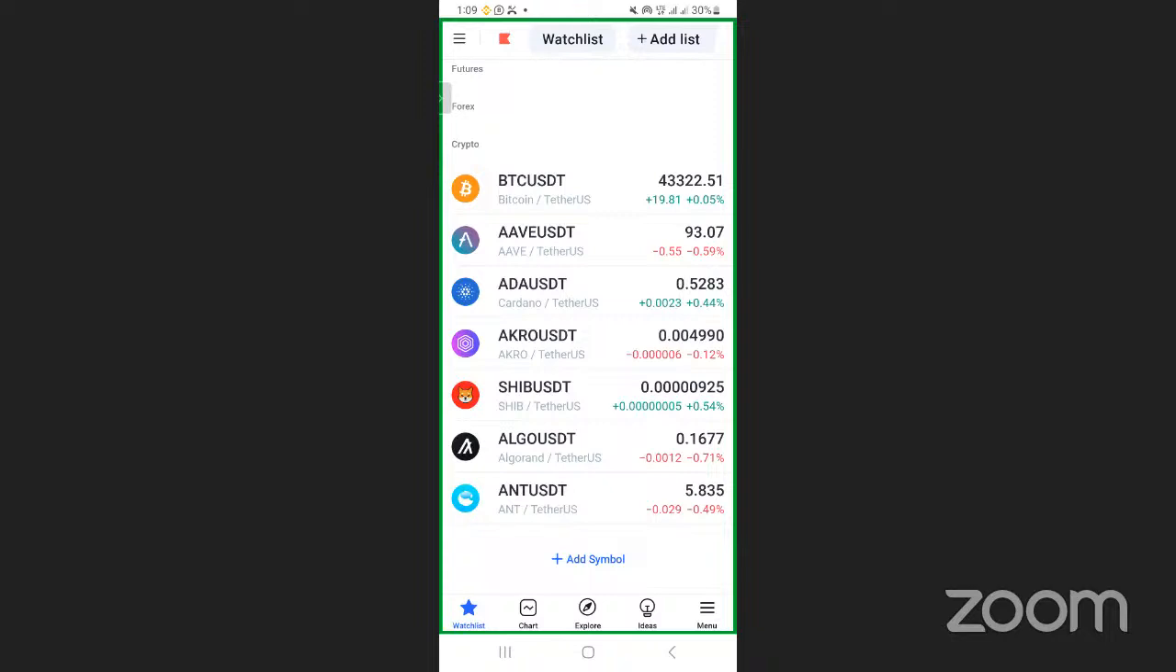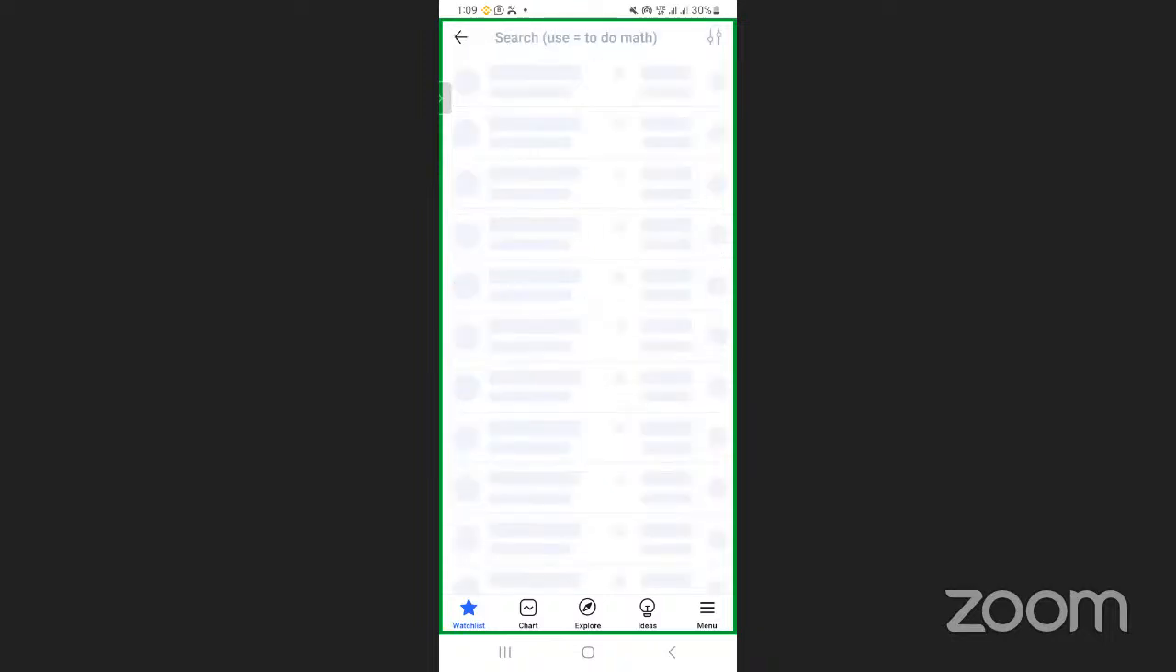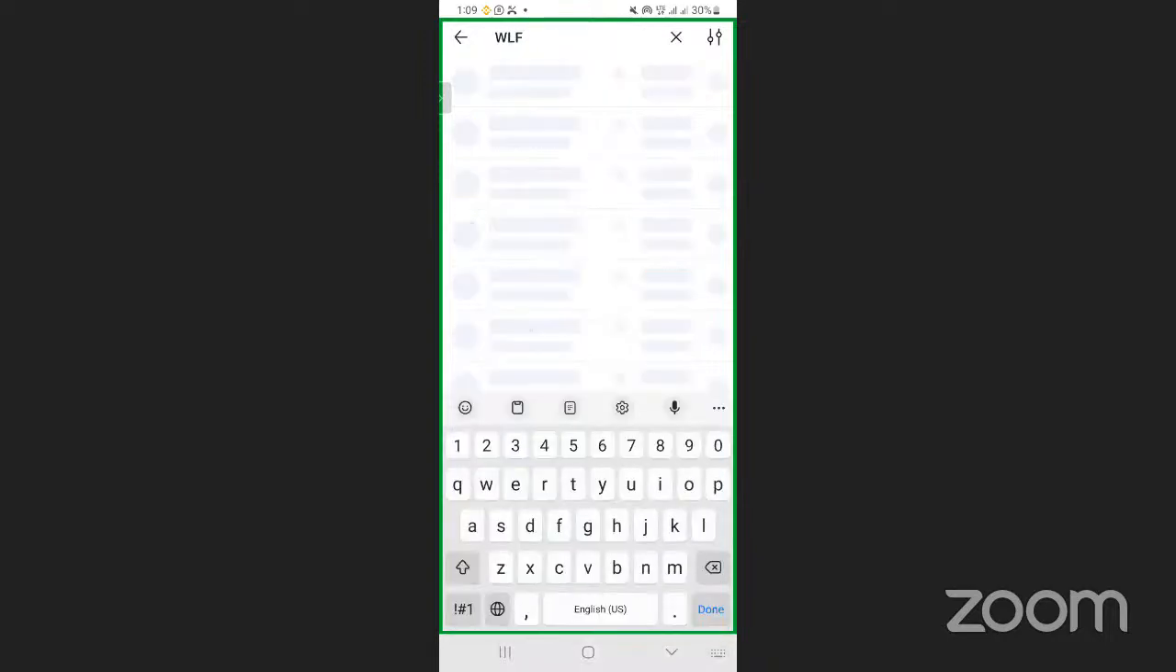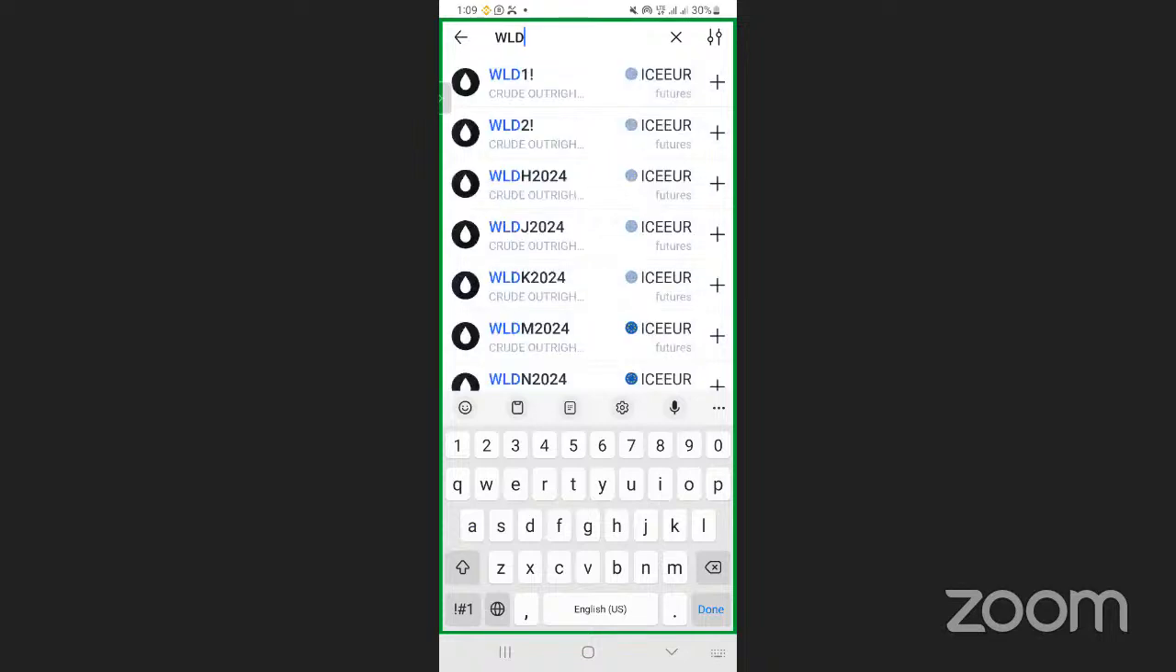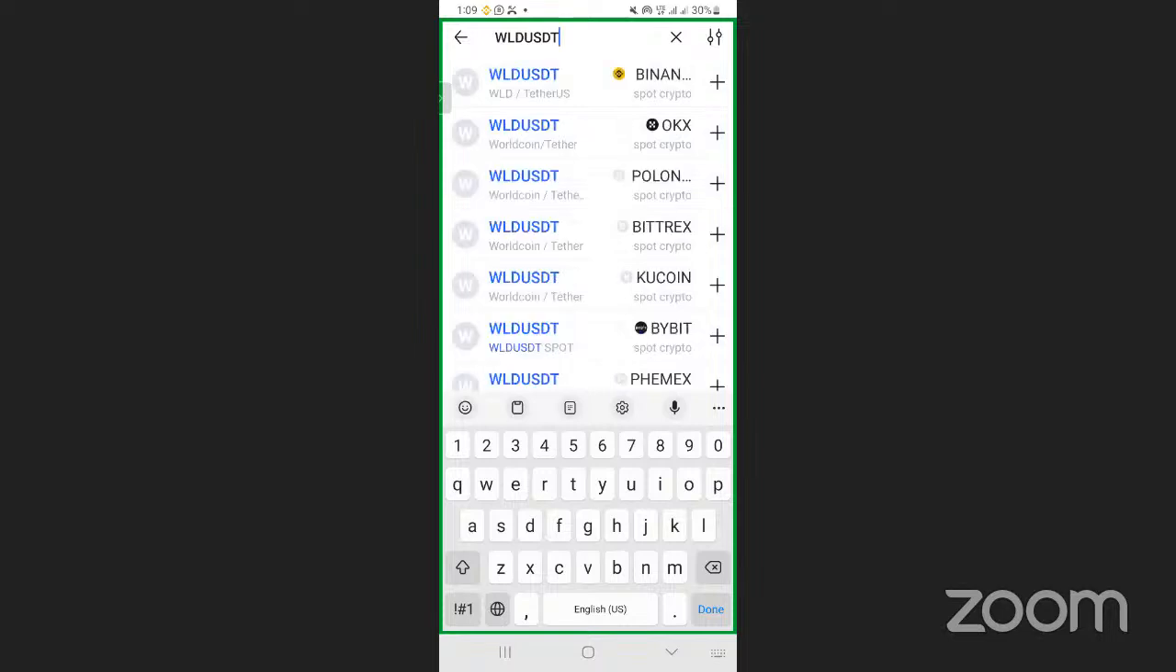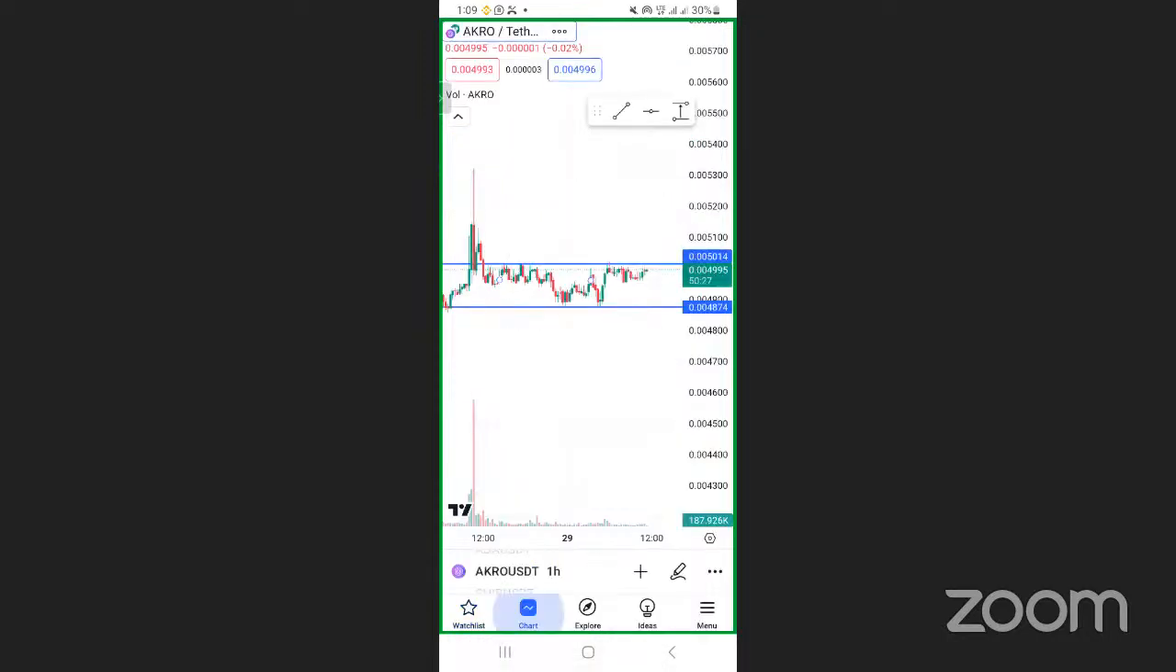WLD. W? LD. That is World Coin. WLD, that's World Coin, right? USDT, Binance. So I've added it on my watch list. Let me go to the chart and look at it. WLD.